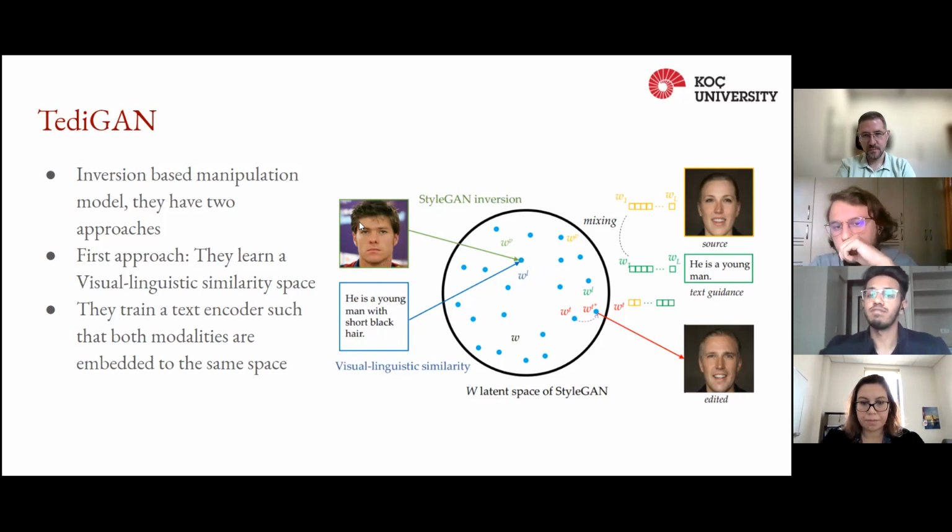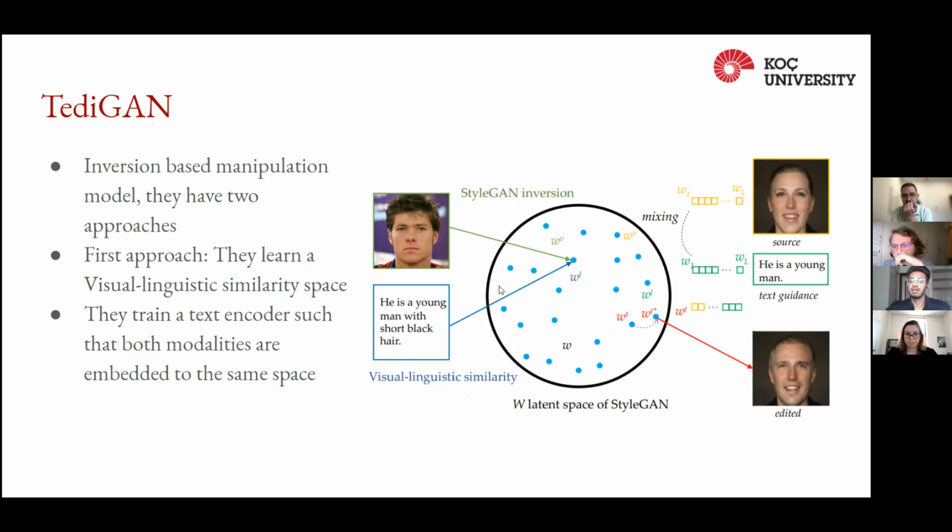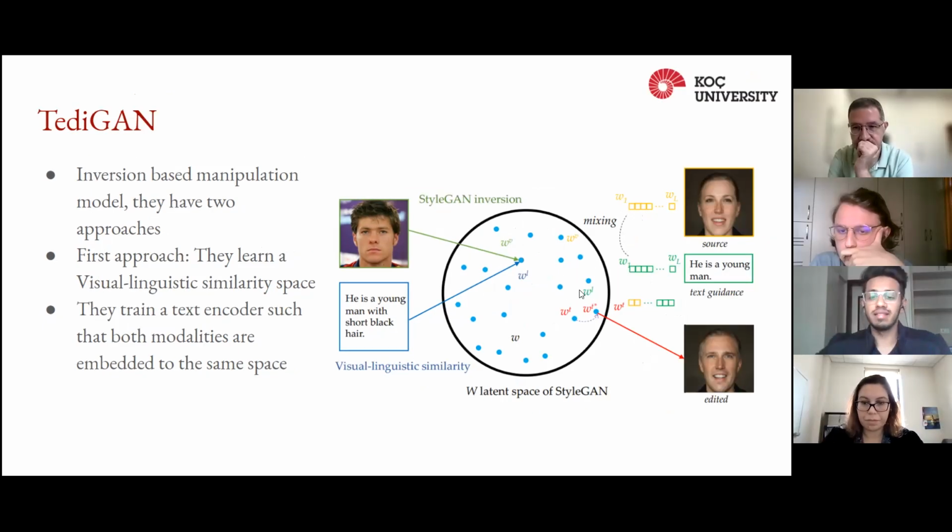Whenever we have an image that is inverted to the latent space and another text, we perform style mixing between these two different latent codes. So we have one latent code for the image and one latent code for the language, and they perform some kind of mixing to have a joint representation for image and text. That is then used to generate the image using a StyleGAN generator, which contains information from both the image and the text. So this is one of the approaches that they use, and our approach is kind of similar to this one as well.